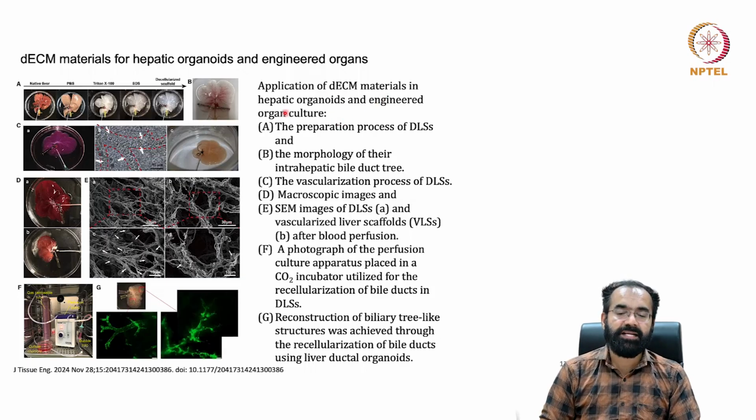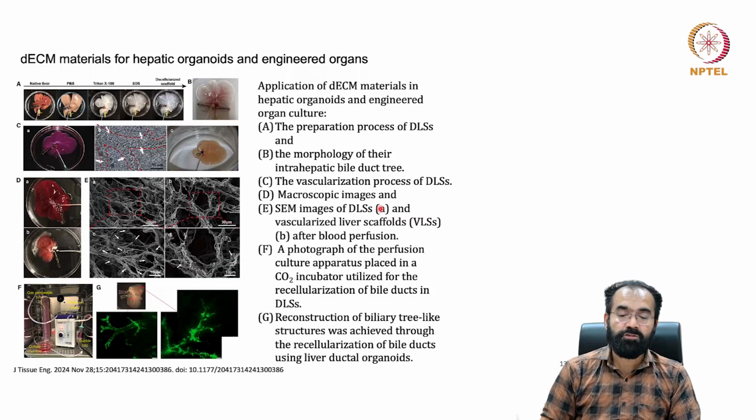Application of DECM materials in hepatic organoids and engineered organ culture. In panel A, you can see the preparation process of the DLS, how you take a native liver and decellularize it. So this is the liver with the blood, tissue, everything, and finally you end up with a decellularized matrix. The morphology of the intrahepatic bile duct tree is what you see in B. And in panel C, the vascularization process of the DLS. What you are seeing here is the vascularization process.